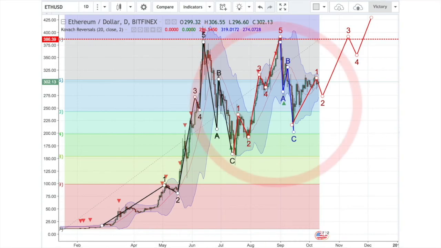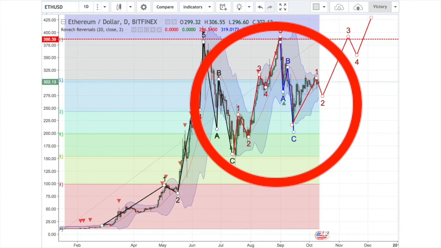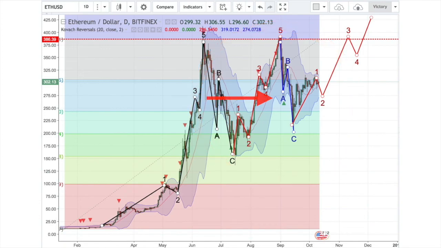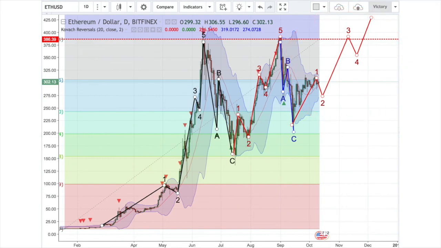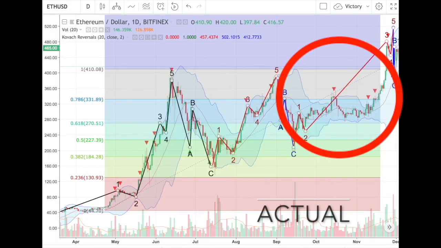So here I've started over drawing the Elliott wave, and we have our retracement here, and here is where we can expect Ethereum to go if it still obeys Elliott wave. Note again how Ethereum respects the Fibonacci retracement levels.